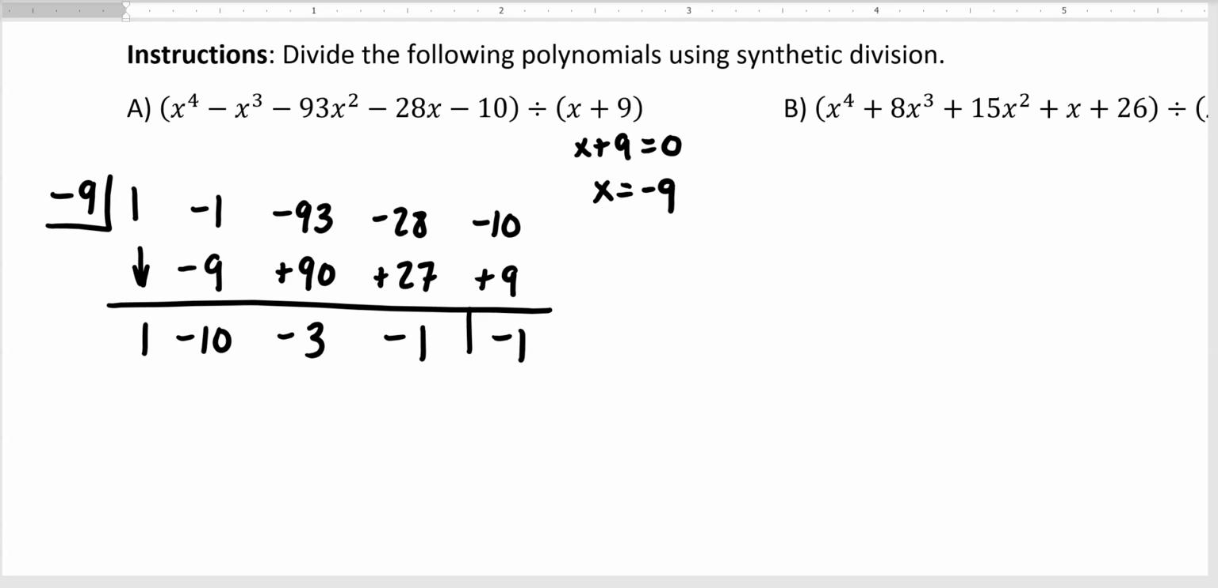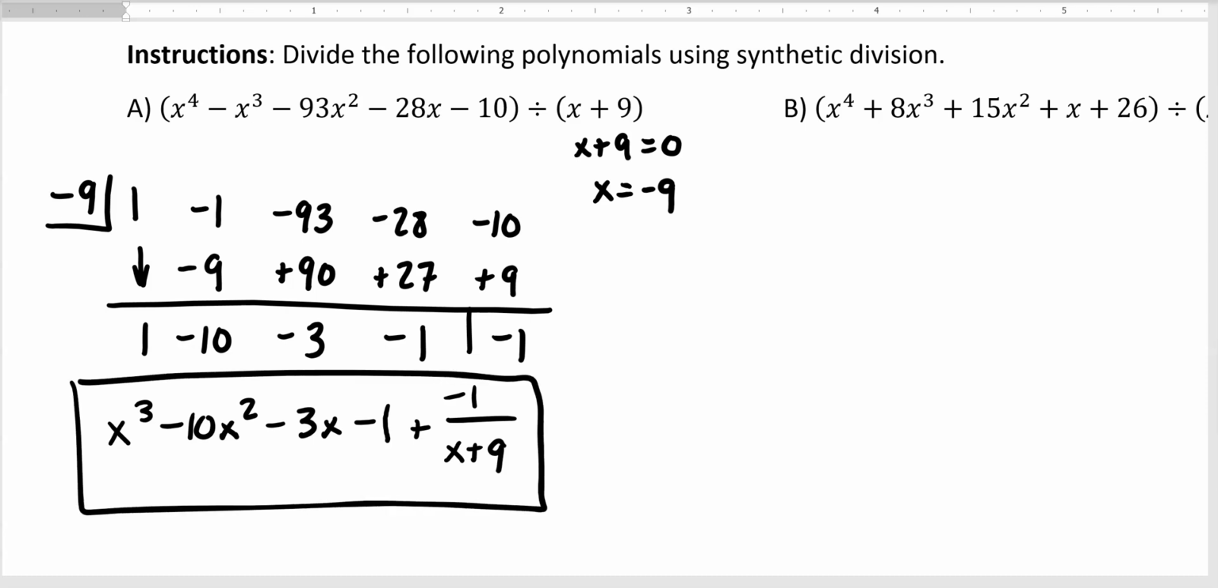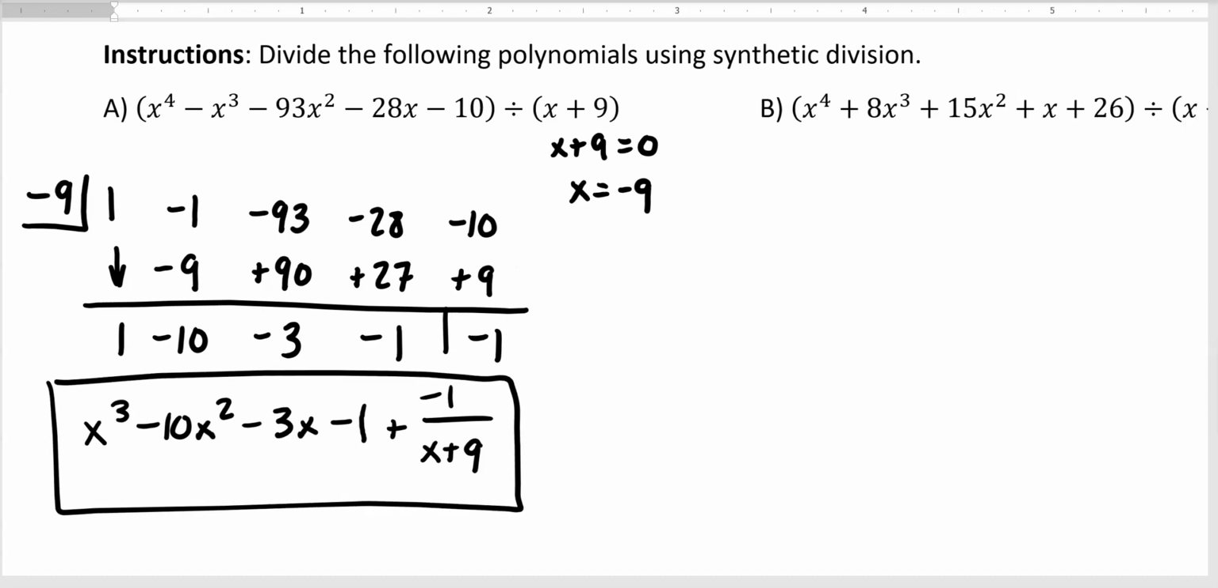Now remember, it's always 1 degree less, so this one would be x to the third minus 10x squared minus 3x minus 1 plus -1 over x plus 9, and that would be our quotient. Very nice. Let's look at letter B here.